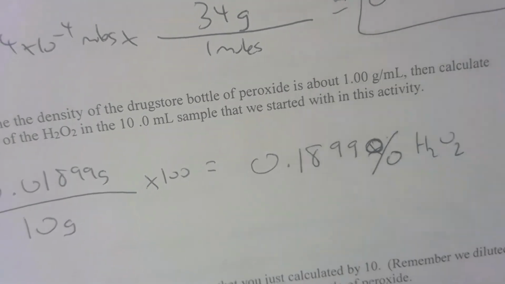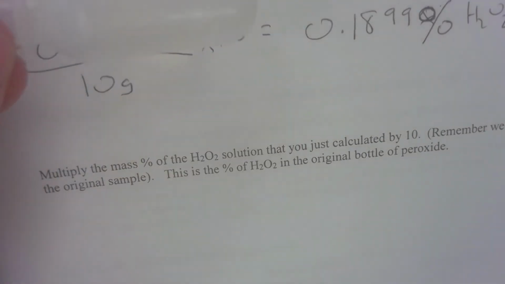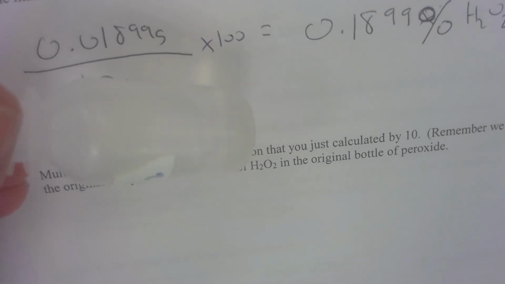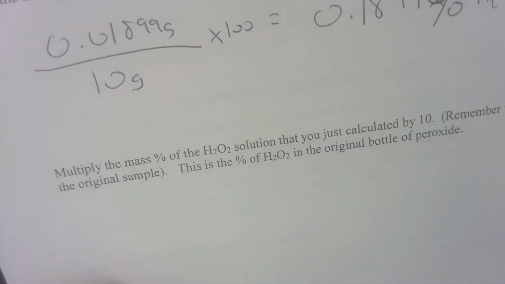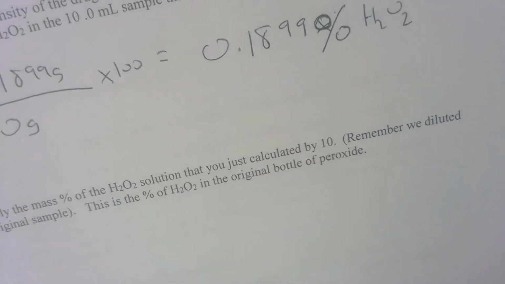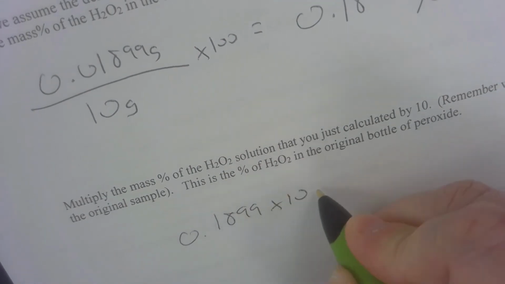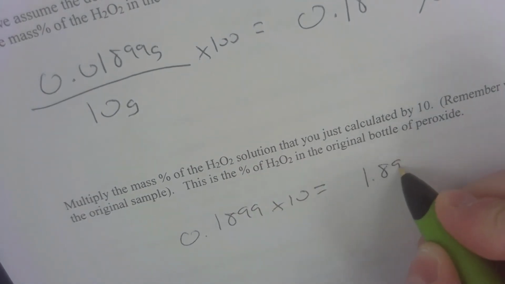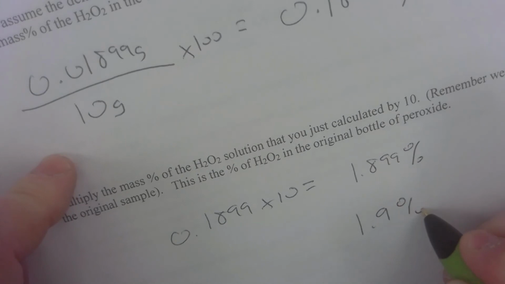But hold on, remember what we did in the very beginning of the lab? We didn't take this bottle and titrate this bottle. We took 1 milliliter out of it and then added 9 milliliters of water, which means it's only 10% of the original bottle. So I have to multiply that mass by 10 because the original peroxide bottle, we didn't use that. We diluted it to 10%. So if I take 0.1899 and multiply it by 10, I get 1.899%. And basically I'm only allowed 2 significant figures, so it's about 1.9% peroxide.